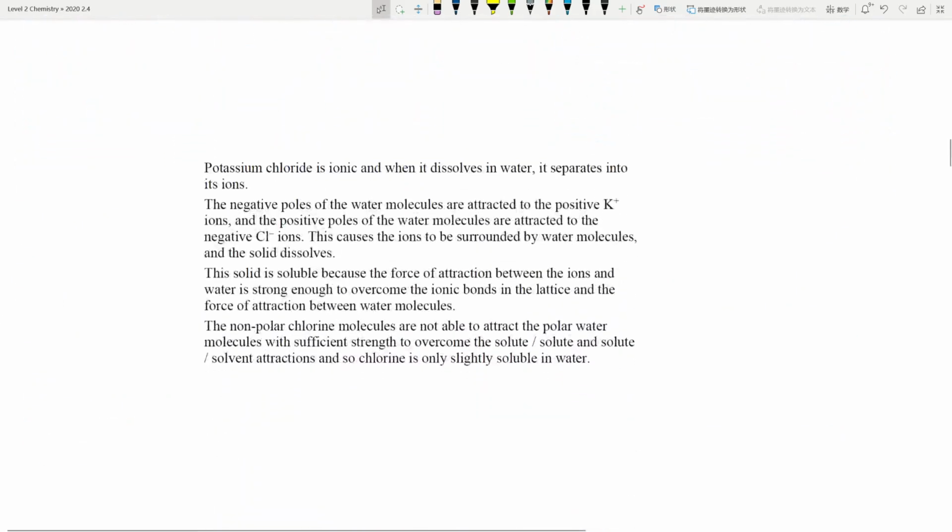Okay, so here we go. So why do they dissolve in water? Because the negative end of the water molecules attract to the K plus, and the positive end of the water molecule attract to the Cl minus, like the diagram. So this causes them to be surrounded by water molecules, and the solid dissolves.